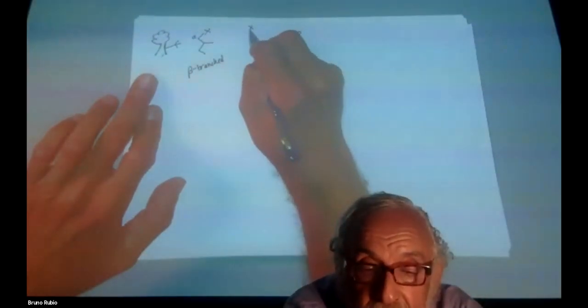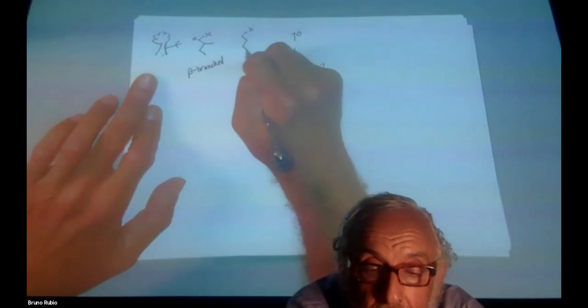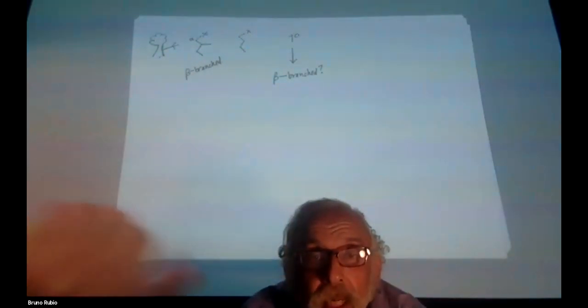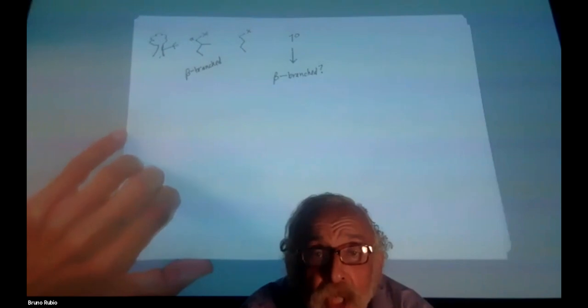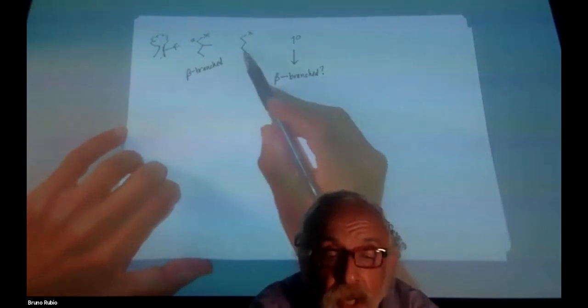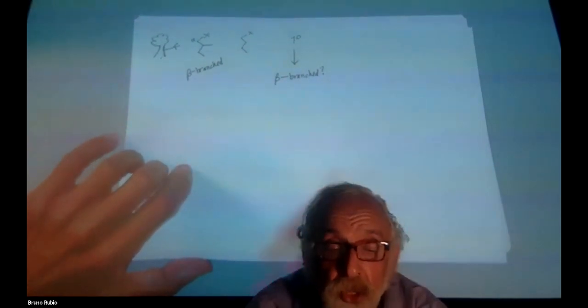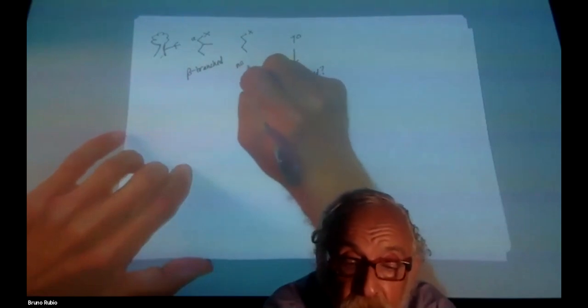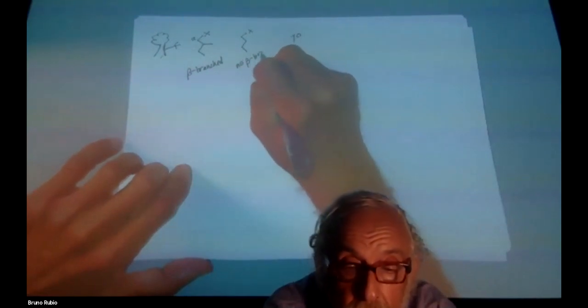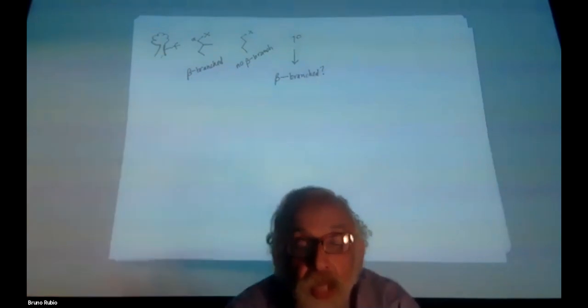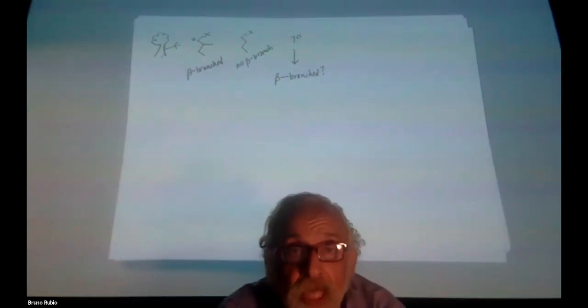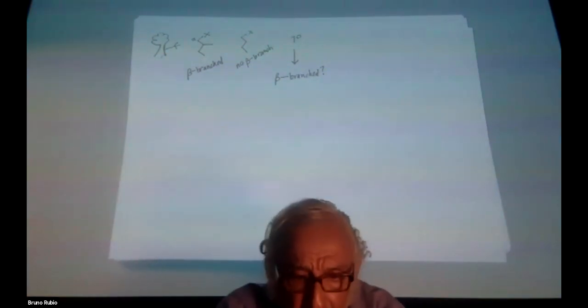Something like this, that's all trunk and no beta branches. I could have a branch over here, but that's not a beta branch, so that's no beta branching. All right, so that's what you're looking for. First of all, is it beta branched or isn't it?